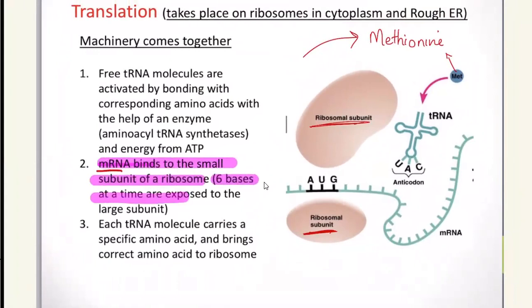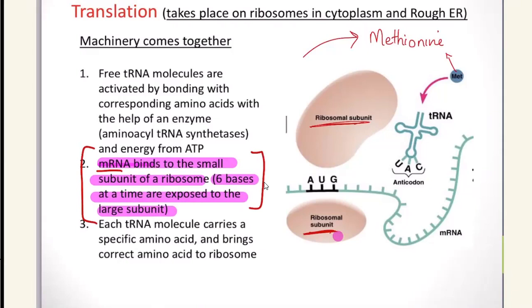Six bases at a time are exposed to the large subunit. Okay? So what is happening? The mRNA is binding to the small subunit and 6 bases at a time are exposed to the large subunit. So now this specific point tells you what the direct role of the ribosome in protein synthesis actually is. If you just say generally that the ribosome is helping in the translation of that code that was transcribed in transcription, that's a very vague answer.